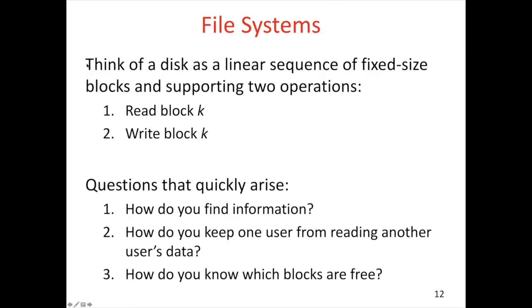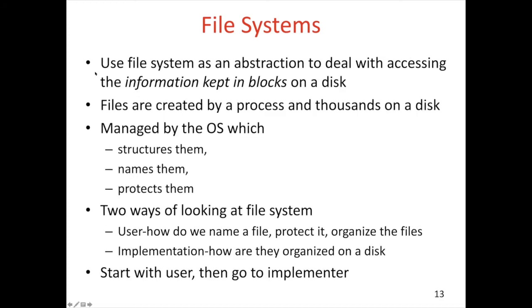File systems. Think of a disk as a linear sequence of fixed-sized blocks supporting two operations: 1. Read block K. 2. Write block K. The questions that quickly arise are: how do you find information? How do you keep one user from reading another user's data? How do you know which blocks are free? Use a file system as an abstraction to deal with accessing the information kept in blocks on disk.